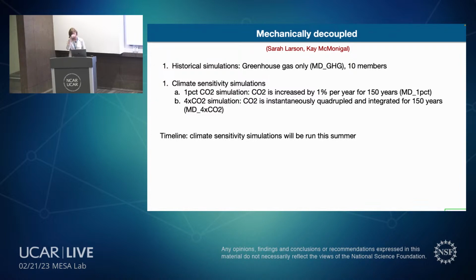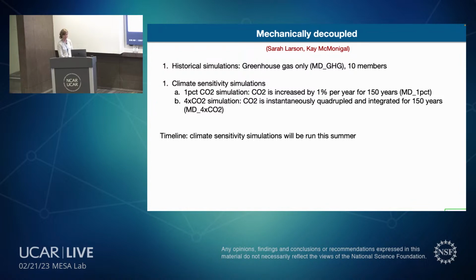So one of the things that Kay found when we ran the historical run for this mechanically decoupled configuration was that when we don't allow external forcing to drive changes in the ocean circulation, the model doesn't warm as much. And so naturally, one of our questions was what's the role of aerosols versus greenhouse gases. And so we're going to run a 10-member ensemble with greenhouse gas only forcing over the historical period.